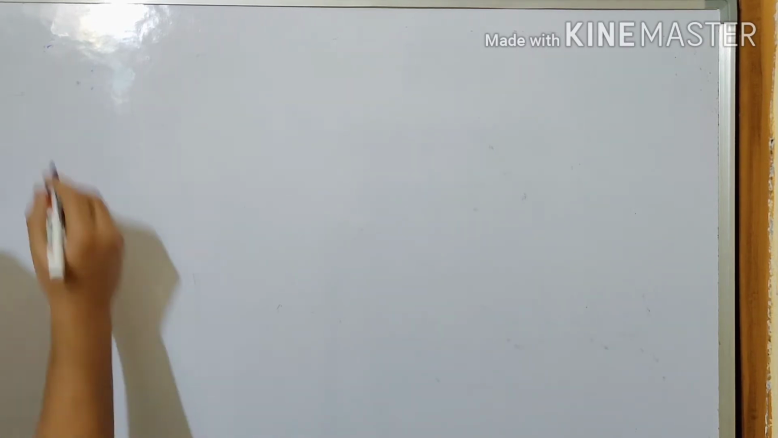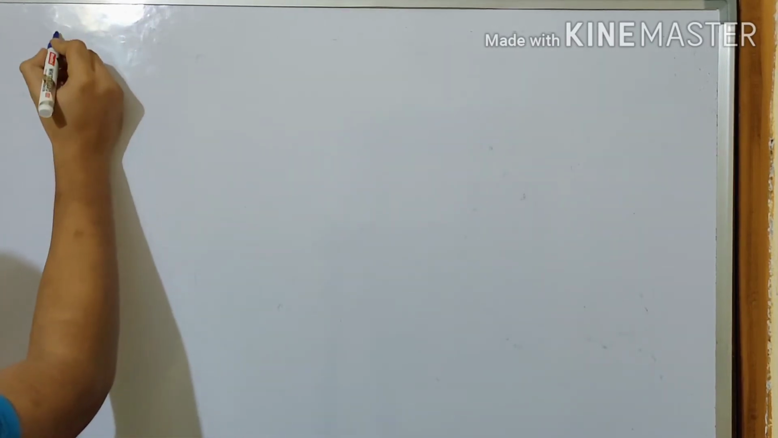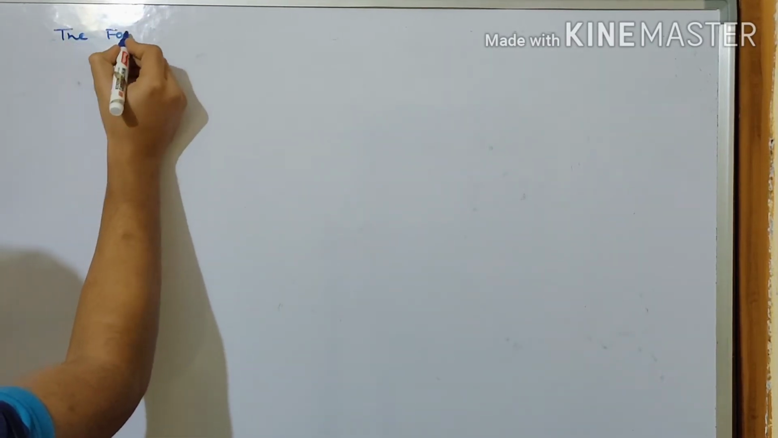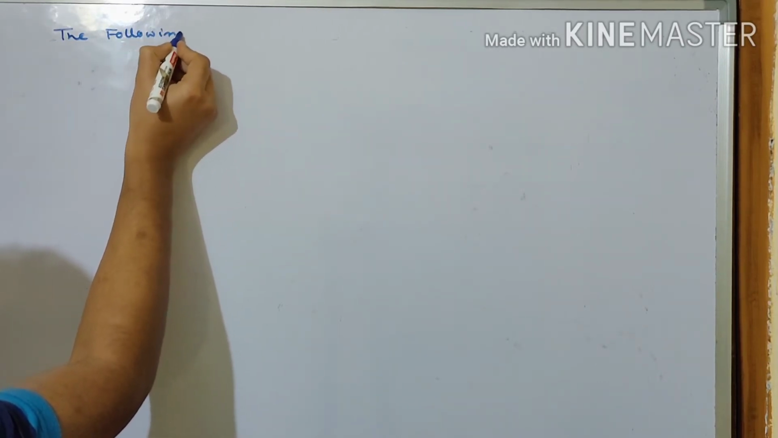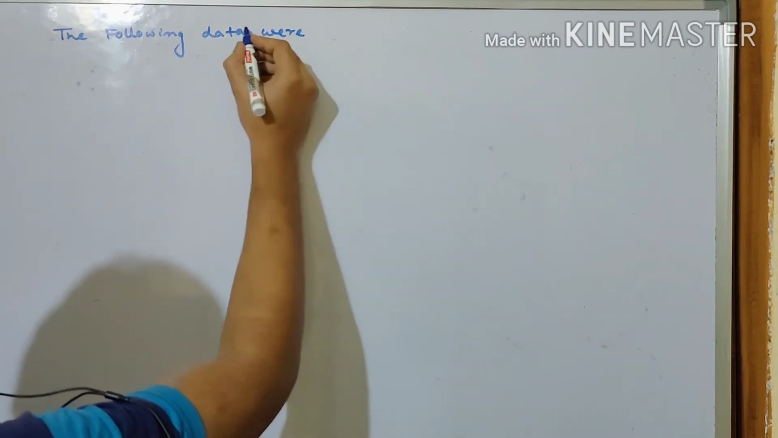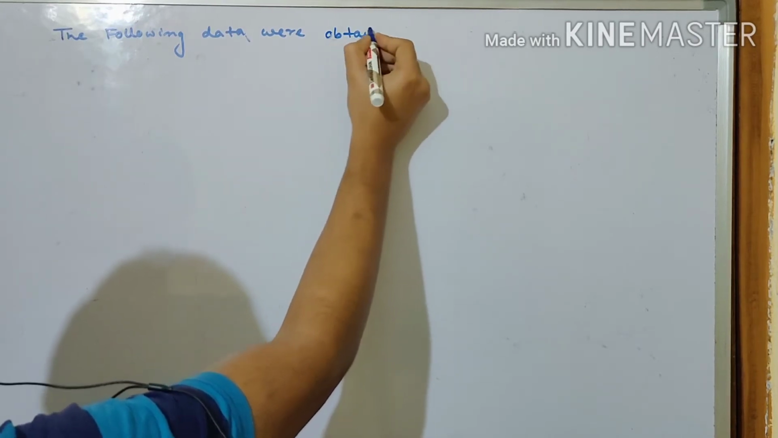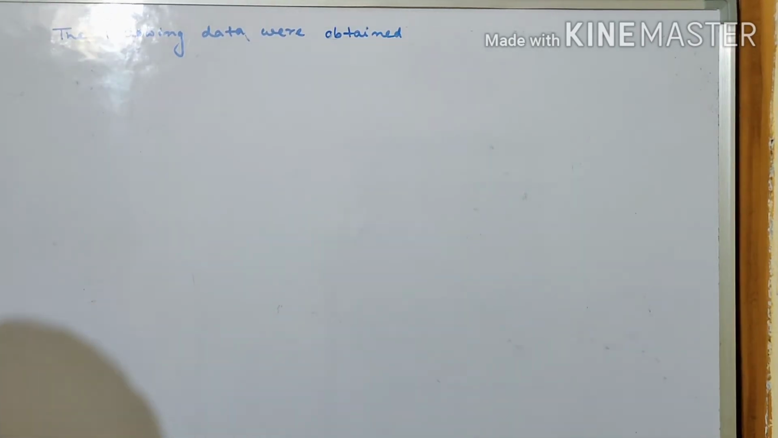The next one is a similar type involving pressure, but a different type of calculation. A little bit different, I won't say it is absolutely different. The question is the following. The following data were obtained during the first order thermal decomposition.